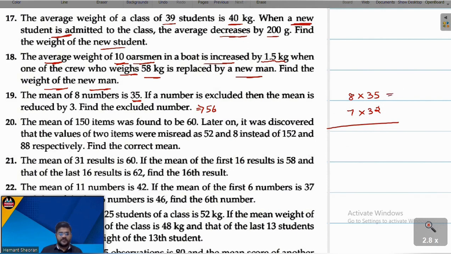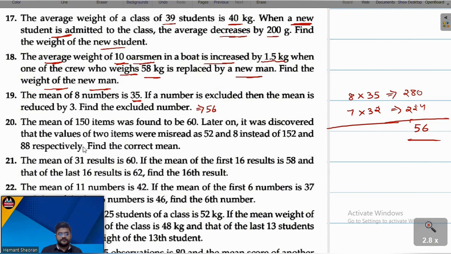So 8 times 35 is what? It's 280. And the next one will be how much? 224. So if you subtract these values, this will be the number that is being excluded. So it is 56. Get it? Yeah. Okay, then question number 20. 61.8, you're having 61.8? 61.8 or 61.2?